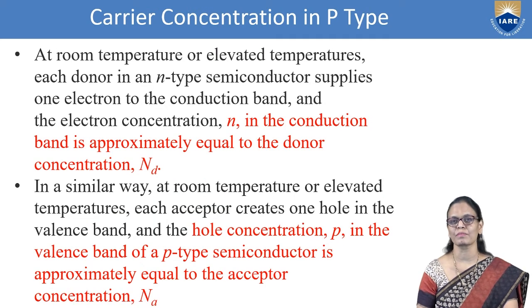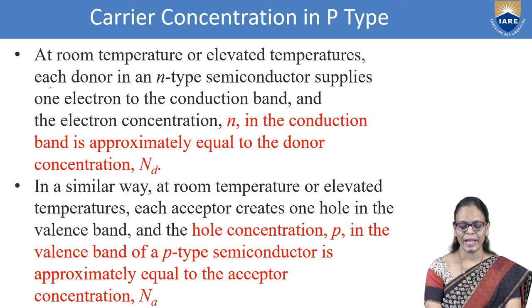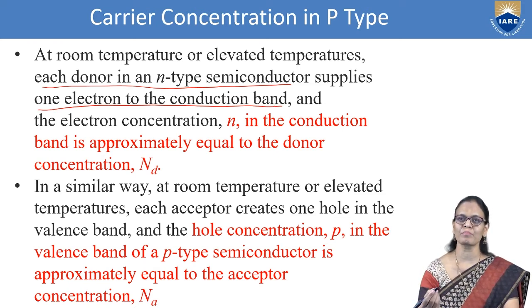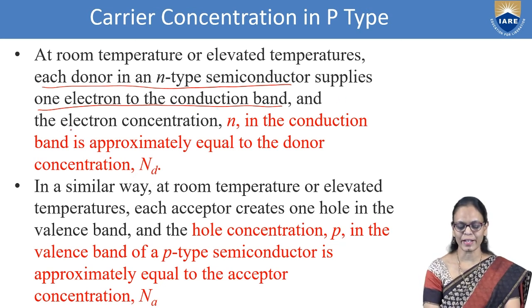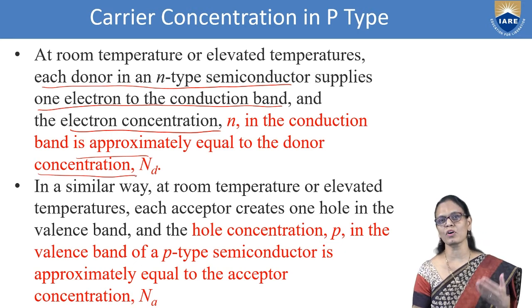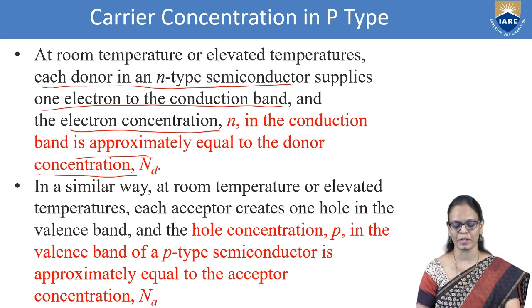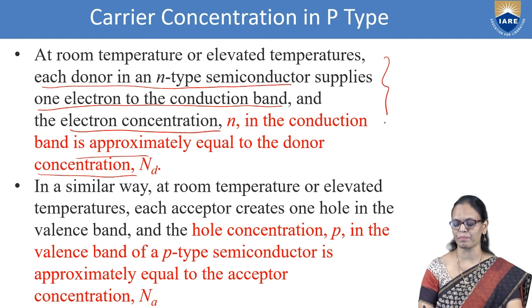Now at room temperature, what happens? Each donor in N-type semiconductor supplies one electron to the conduction band. Means as you increase the temperature, suppose one bond is broken, so one electron will come to the donor level. And the electron concentration in the conduction band is approximately equal to the donor concentration. So the more donor atoms we add, the more electrons in the conduction band.